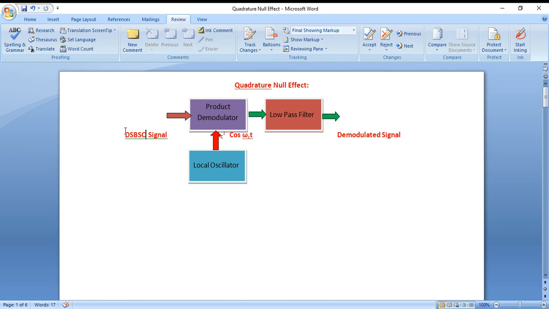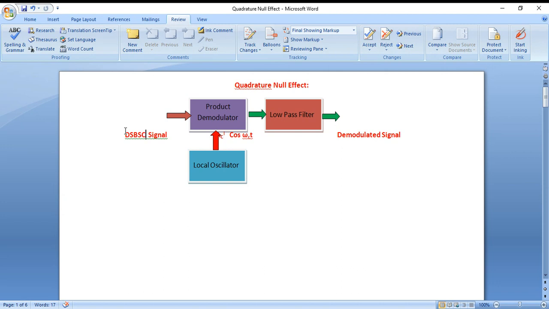However, because of channel problems, there exists a phase mismatch or frequency mismatch between these two carriers. I know that cos omega ct is used at the transmission side. By using the local oscillator, I have produced cos omega ct. But because of propagation considerations, I may not receive cos omega ct exactly. There may be a phase error, phi, for example, introduced during transmission.